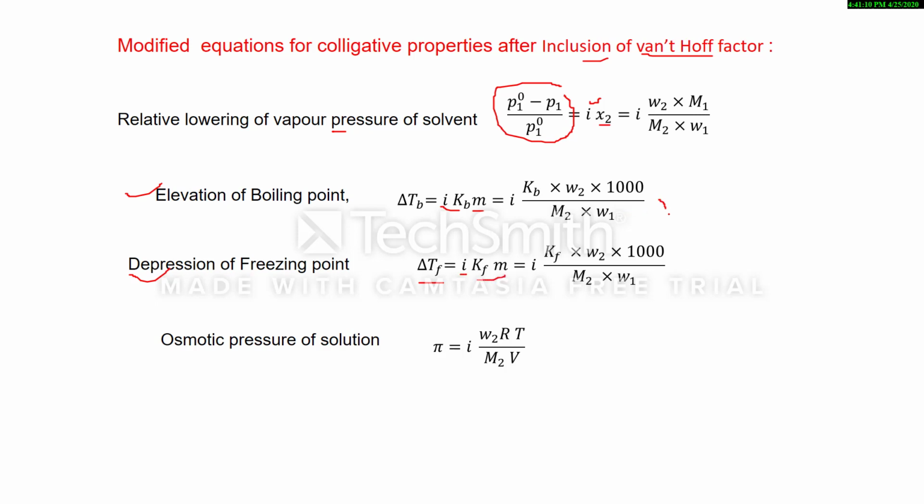In both the cases, we have put the value of m. That's why our final formula is like this. Osmotic pressure of solution, pi is equal to, we multiplied by i, w2 RT divided by M2 V.